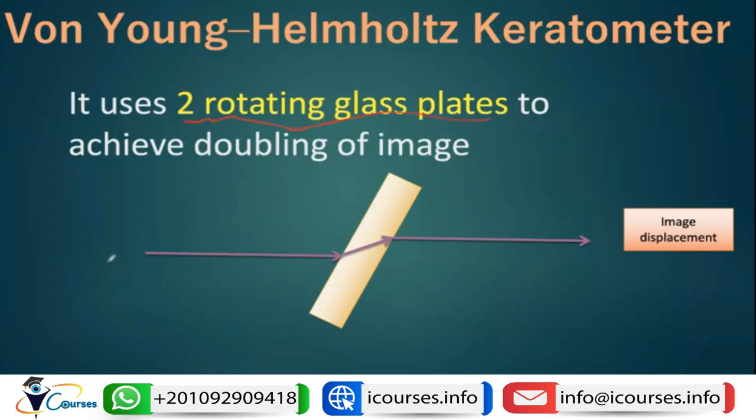Let's see this example. If we have an object here, then through refraction through a parallel plate of glass, the light will undergo refraction toward the normal, and then from the glass toward the air, it will refract away from the normal, so it will cause displacement of the line. So the parallel plate of glass will cause image displacement. This principle can be used as a doubling device in the von Young-Helmholtz keratometer.